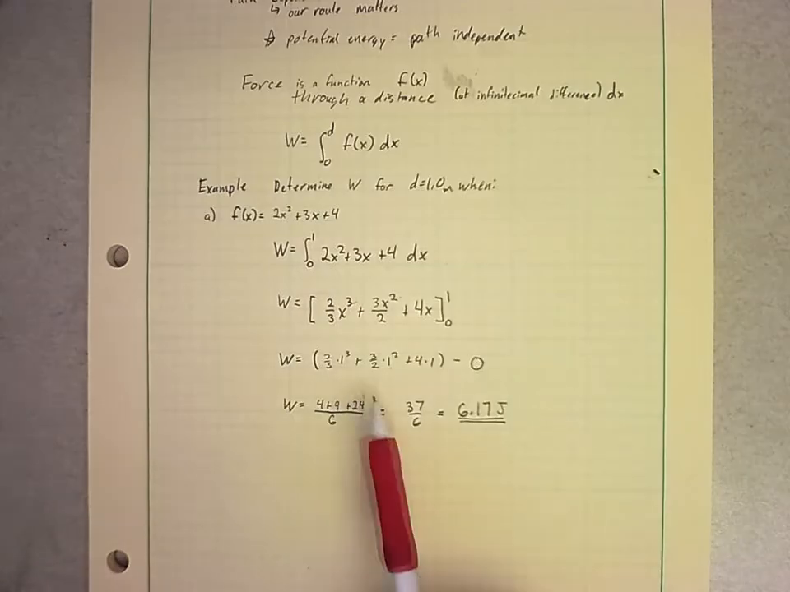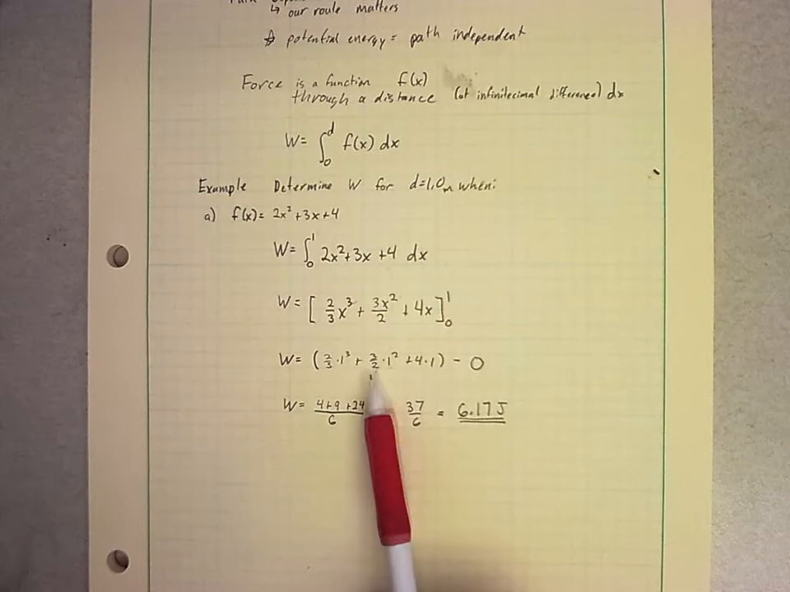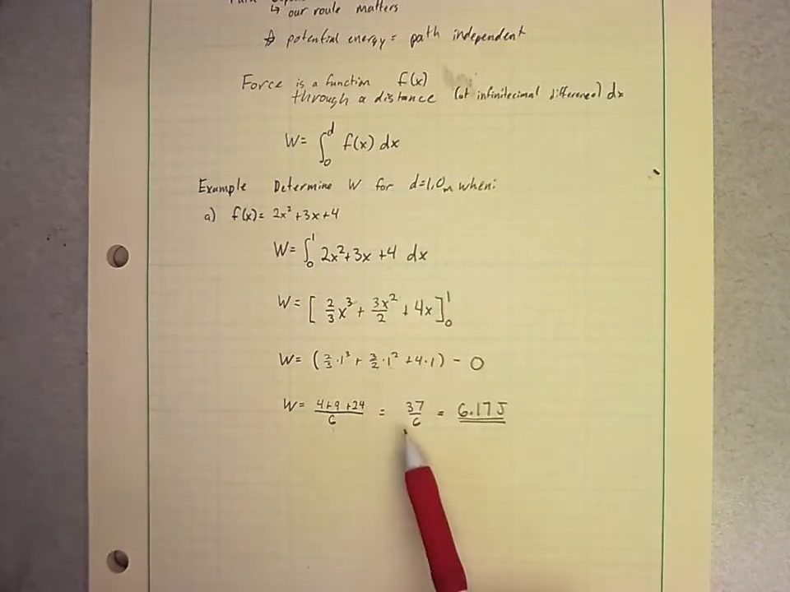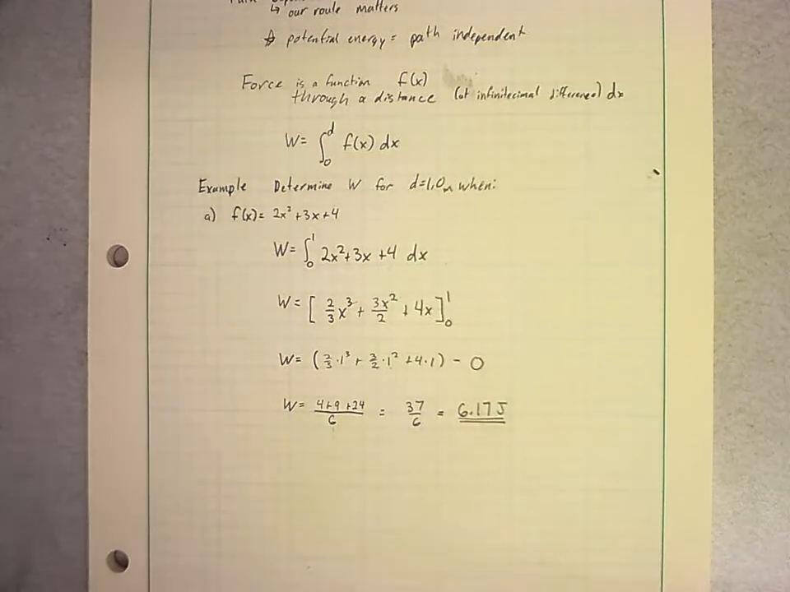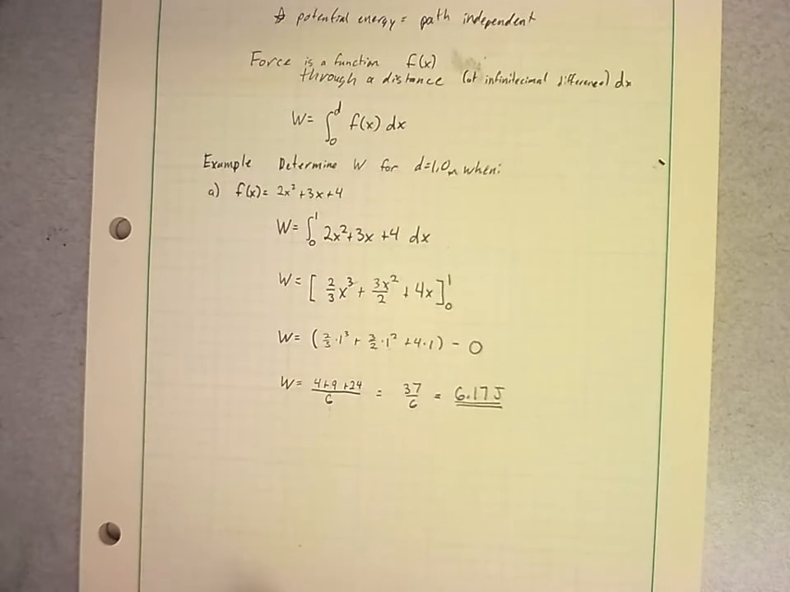So to simplify that, get a common denominator of 6. So 2/3 is 4 out of 6, 3/2 is 9 out of 6, 4 is 24 out of 6. Add all those together, I get 37/6 or 6.17. All right. And again, units would be either Newton times meter or joules. And so we use joules here for that one. All right, so that's the first example.